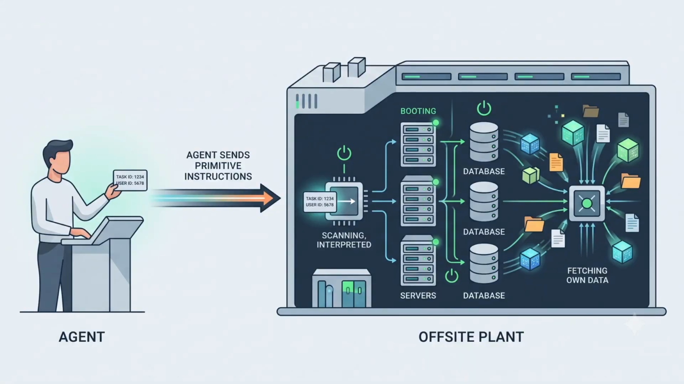Because of this, your background workers must be completely self-sustained. You cannot pass an open database connection or a live OpenAI client to a worker. You only pass primitive instructions like a task ID and a user ID. The offsite plant has to read those raw instructions, boot up its own database connections, and fetch its own data.